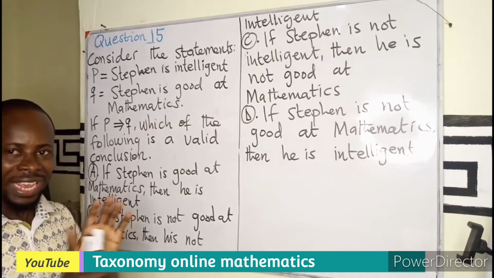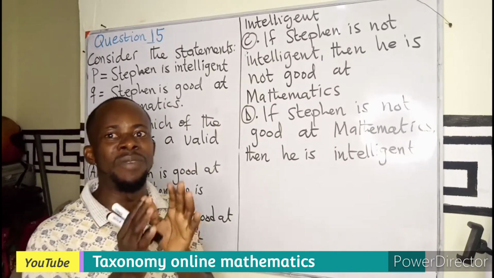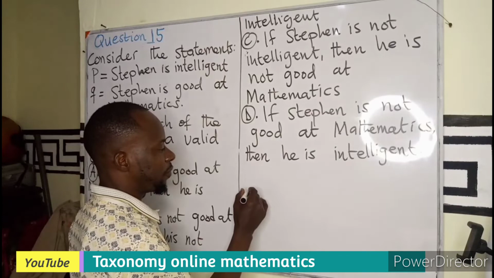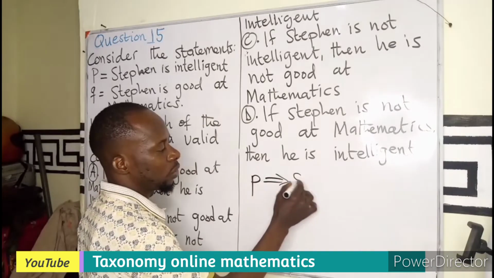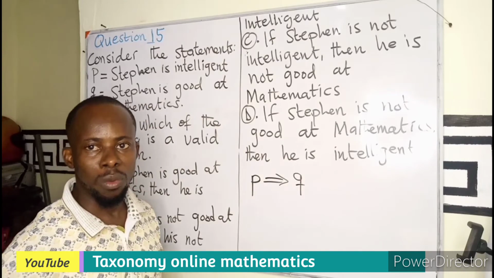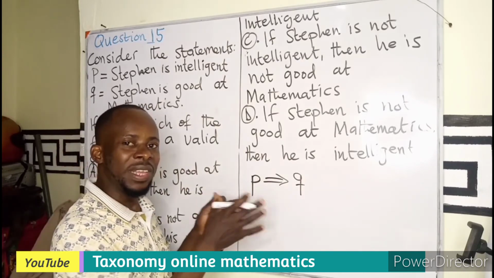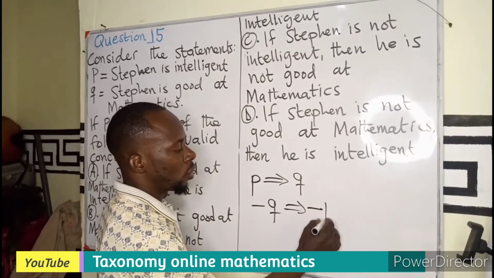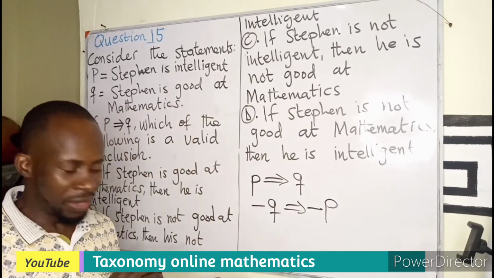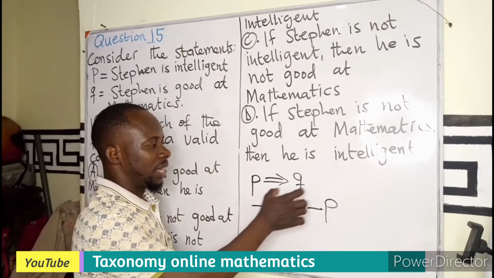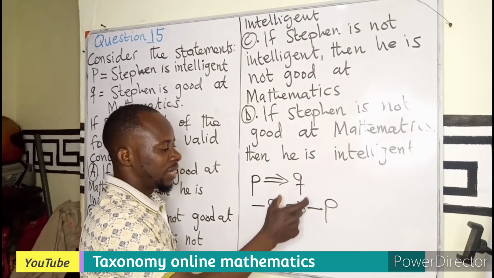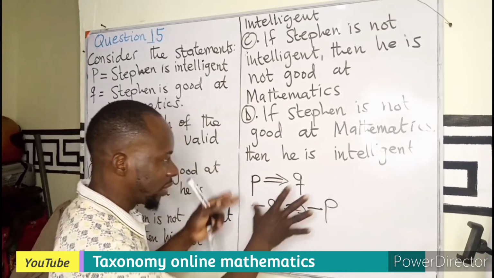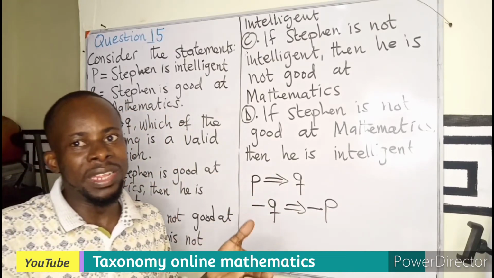We know in general that to determine the validity of a statement, we take the fact that if P implies Q, the equivalent of this statement, which is also valid, will be not Q implies not P. The negation of the conclusion implies the negation of the assumption, which is also true. These are the two statements we use to determine the validity of a statement.